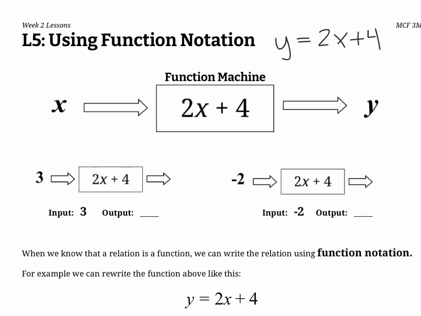So if we think about a function this way, what happens if I input a 3? So 3 is our x, it's going to get multiplied by 2 plus 4, and it's going to give us 10. So when we input a 3, we get a 10. Let's do the same thing for negative 2. We're going to take negative 2, input it into our function machine. It's going to get multiplied by 2, then plus 4, and we get 0. So our input is negative 2 and our output is 0.